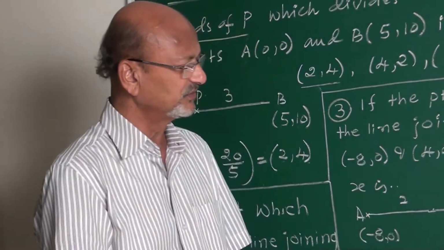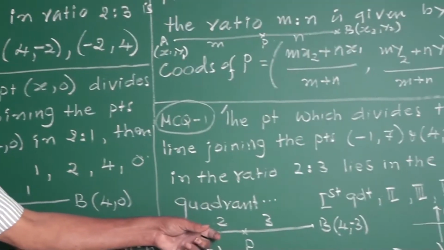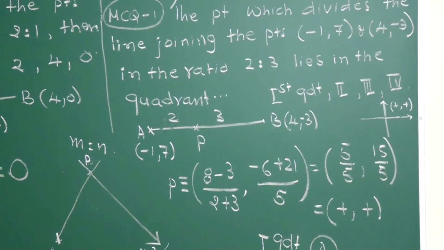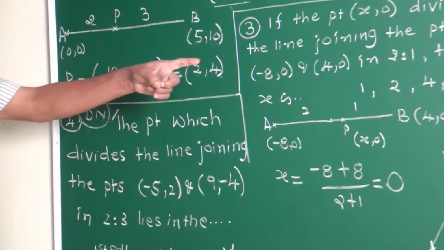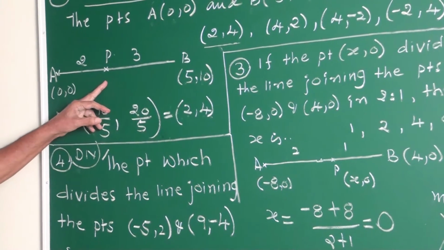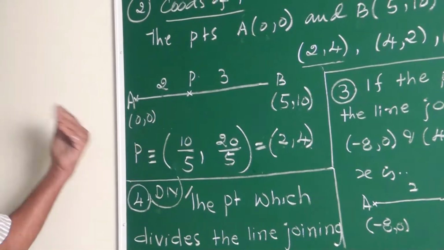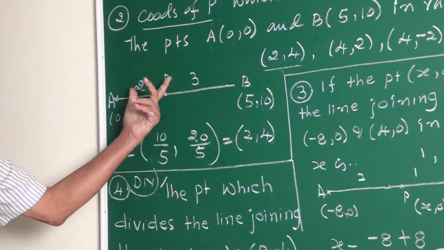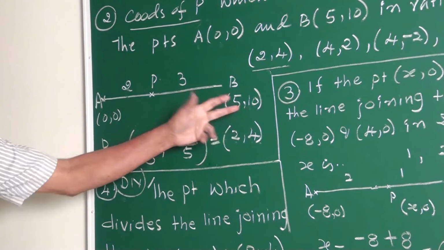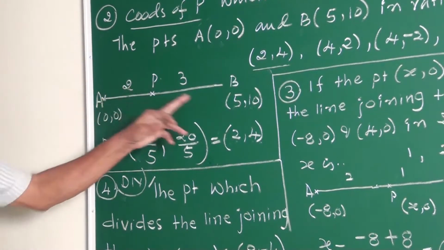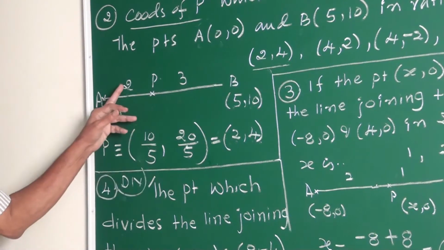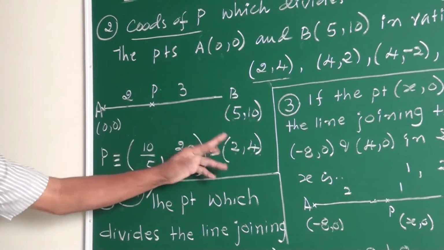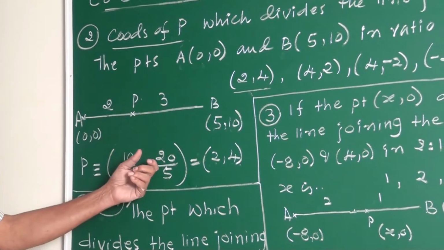Direct answer. See the difference here. This is giving 0, 0 as the point. The same example has been made simple. Actually, you can write directly: 10 divided by 5, and this is 20 divided by 5. 10 divided by 5 is 2, and 20 divided by 5 is 4. So (2, 4) is the answer.